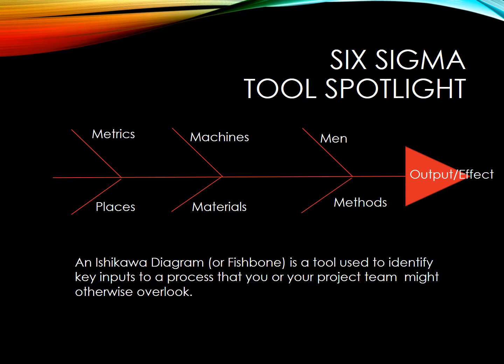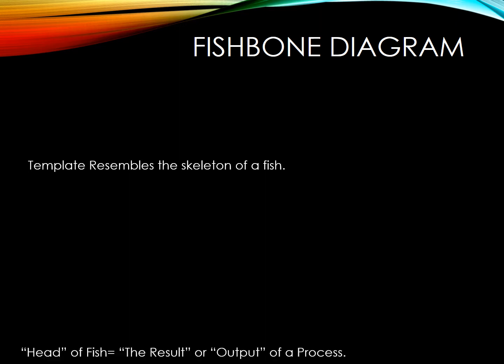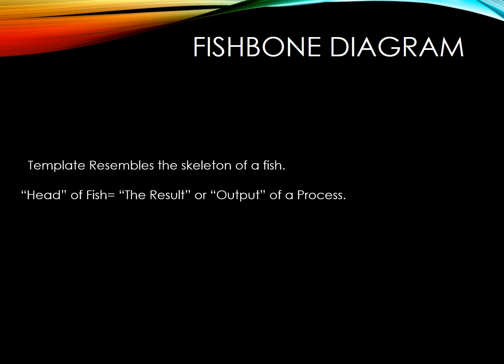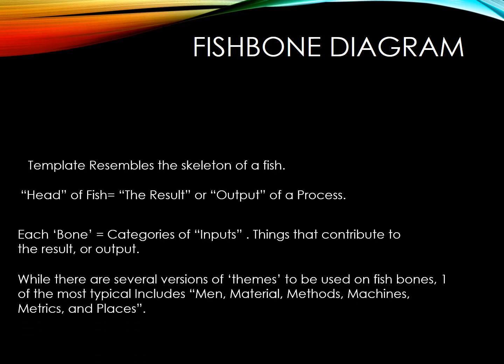Alright, so let's get started. This is the template itself. This tool is a pretty popular tool for getting an idea of how various inputs impact some effect or some output. The template resembles the skeleton of a fish. That's where we get the name. The head of the fish is where we're going to put the result or the output of a process that you're working on. And then each bone is going to be a category of inputs, things that contribute to the result. And while there are several versions or themes to be used in here, we're going to use a very common one which uses the categories of men, material, methods, machines, metrics, and places. This will all make more sense as we get deeper into it.